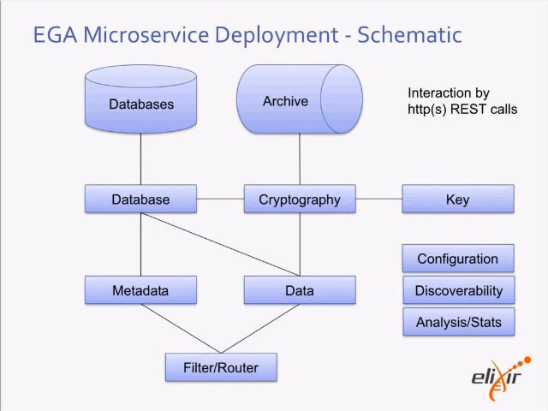Schematically, then, it looks like this. On the bottom is where the actual request comes in. It is handled by the filter component and routed to either the metadata or the data component, which then most likely accesses the database to get some file information, and then through the cryptography component accesses the archive itself. The configuration, discoverability, and analysis on the right-hand side then interact with all of these services.